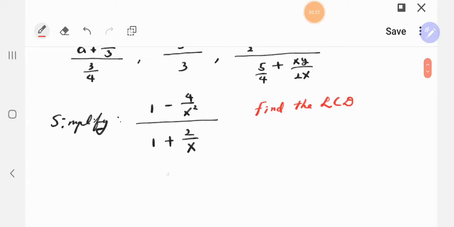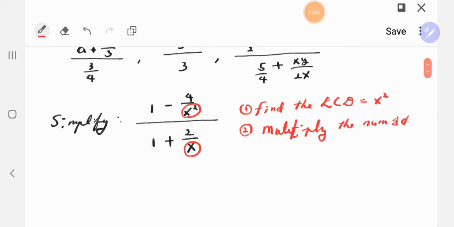Find the LCM of all the denominators. We have x squared as a denominator, x as a denominator, and 1 has the denominator 1, so it wouldn't matter. The LCD in this case will be x squared. The second step is to multiply the numerator and the denominator by the LCD.